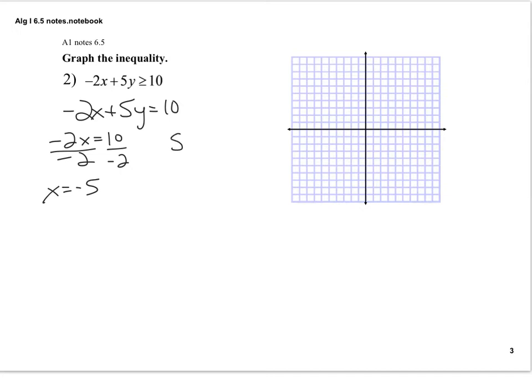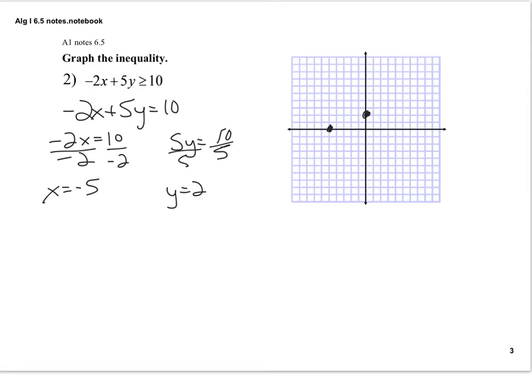If I use the cover-up method on the other side, I would say 5y is equal to 10. Divide both sides by 5. And y is going to be equal to 2. So I could plot those 2 points. 1, 2, 3, 4, 5. Negative 5 is my x-intercept, and my y-intercept would be positive 2. So I could use that point right there. And then I could make my line go between those 2 points.